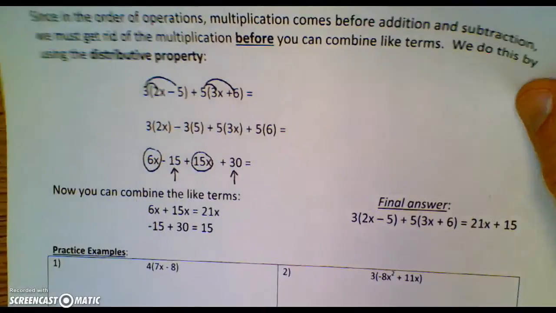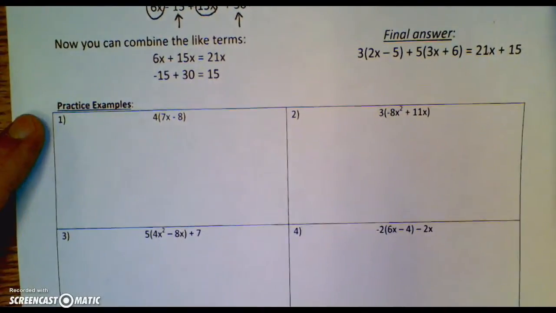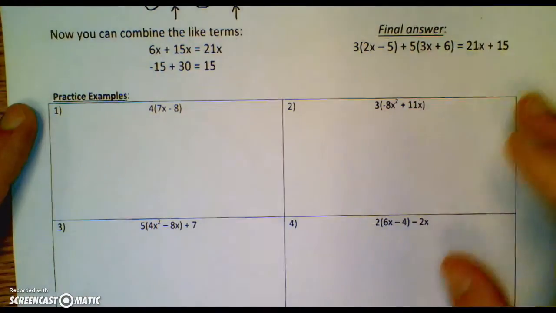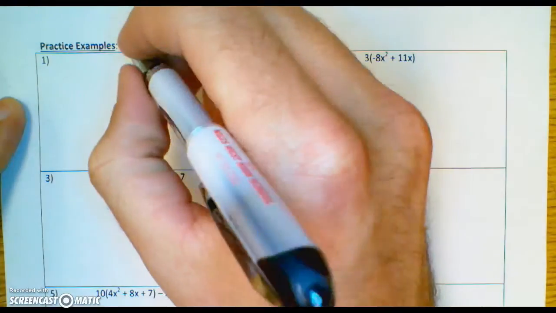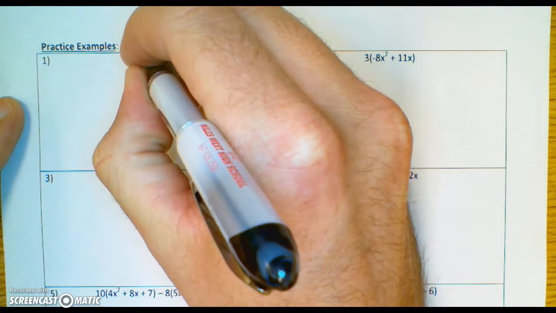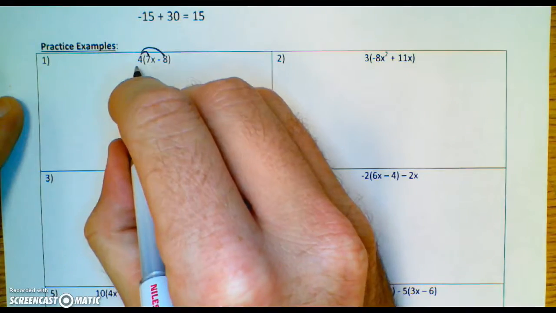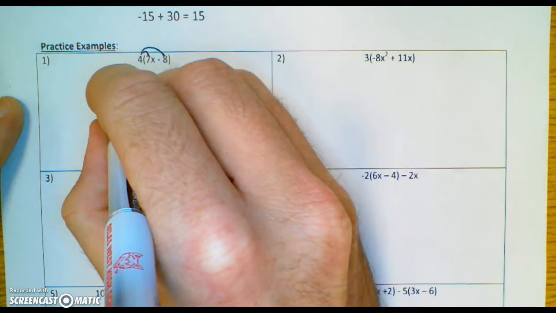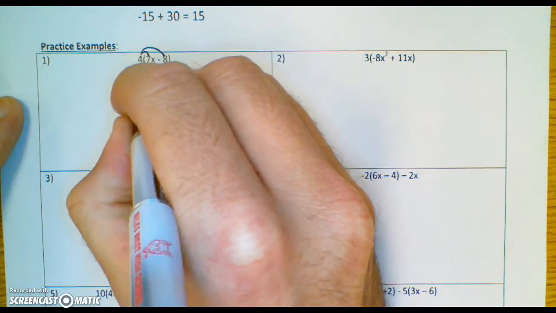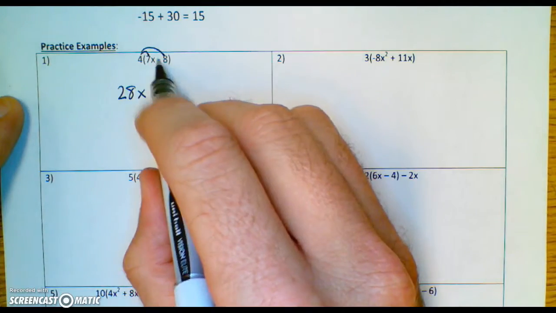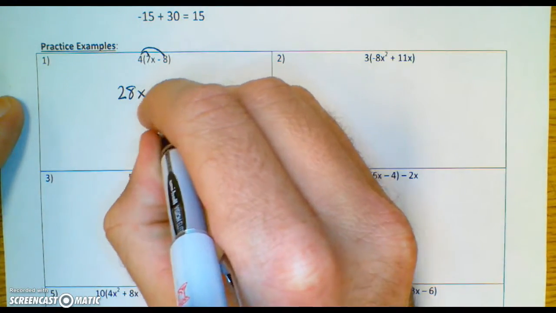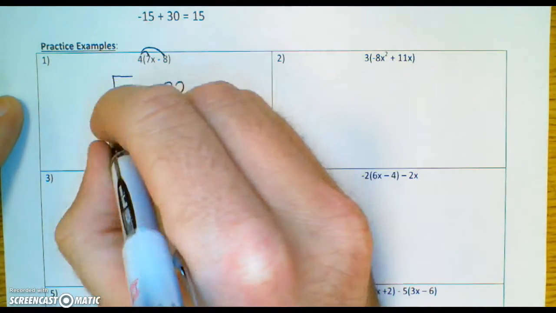Let's try some examples. If you want to pause here and try these on your own, you can, and then come back and check. Otherwise, I'm going to work through them. This first one, I'm just going to take the number on the outside and distribute it to the numbers on the inside. So 4 times 7 is 28x, because there's an x with it. And 4 times negative 8 is minus 32. That's distributing.